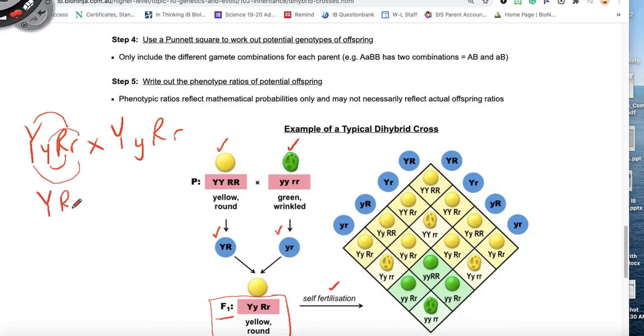Big Y, big R, big Y, little r, little y, big R, and little y, little r. So this right here is what we call independent assortment, right? The alleles are independently assorting for that particular offspring. The alleles are also independently assorting for that other parent. So here we're crossing 2 parents from the F1 generation, and then this is what you get. Okay, so these are all the F2 potential offspring, so filial 2.